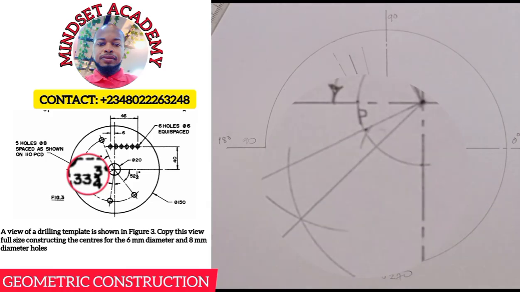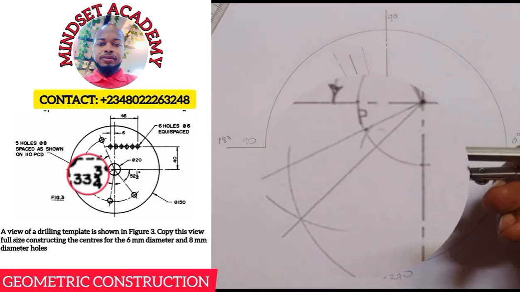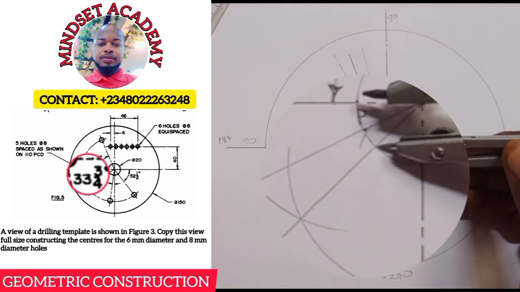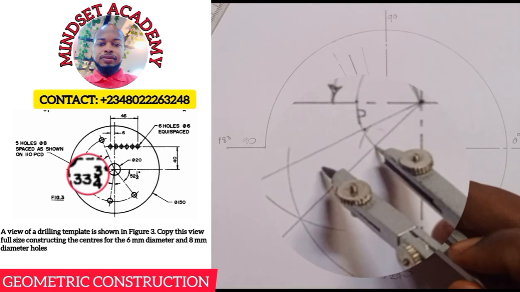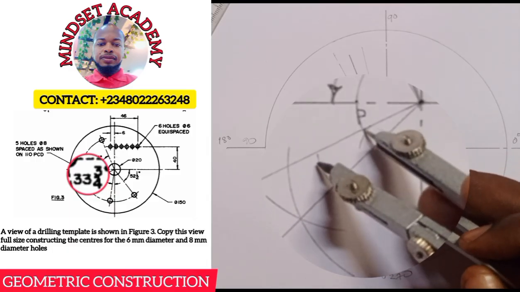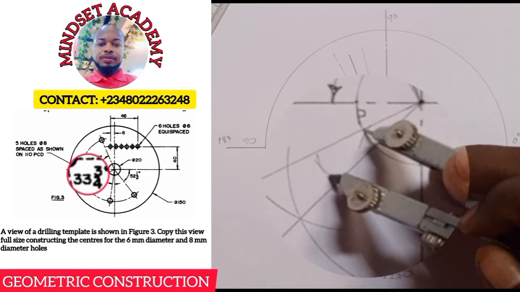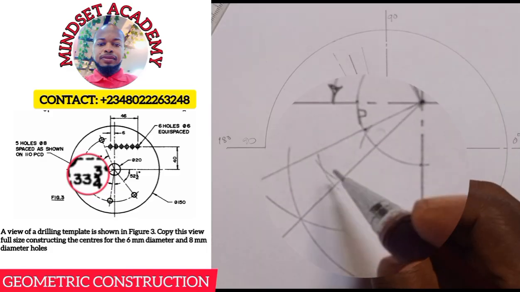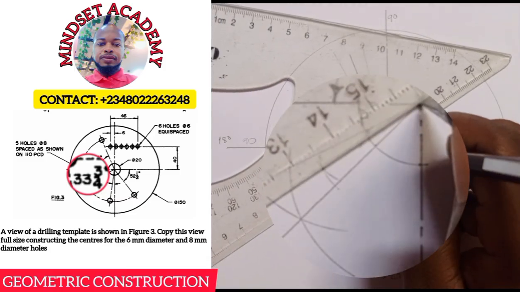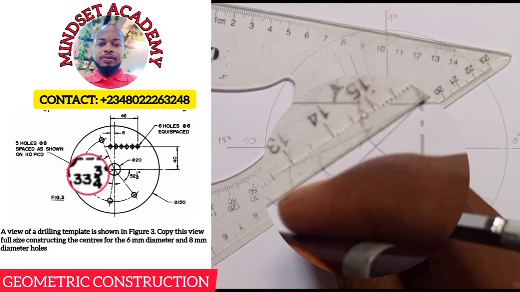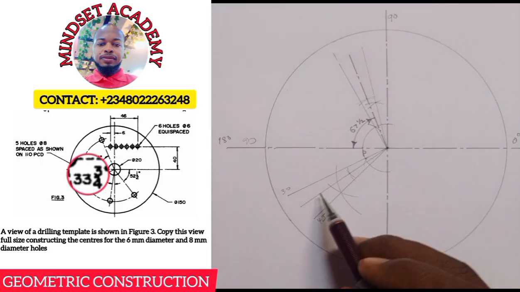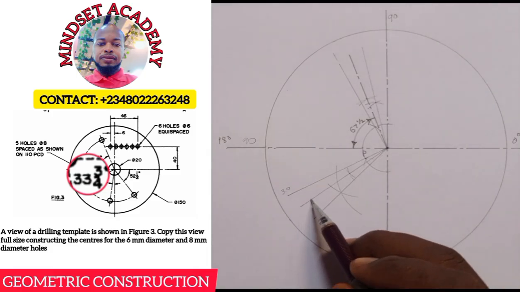So I'm going to bisect it again. So when I place it here this way, to bisect 15, I'll have 7.5. So I'll place it here. I will strike an arc. I'll place it at this point also. I will strike another arc. So they are meeting at this point. So I'll draw a line, faint line that will go through that point. Can you see that? So it means you bisect 15 degree, you're having the angle here.